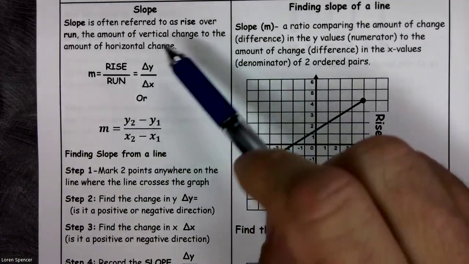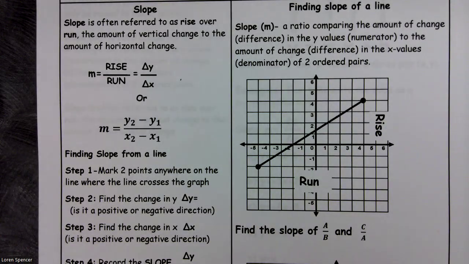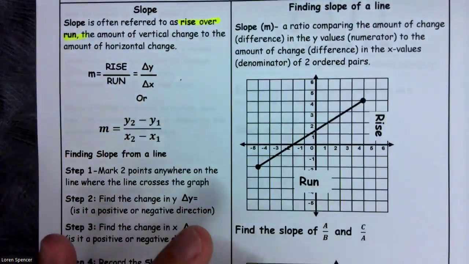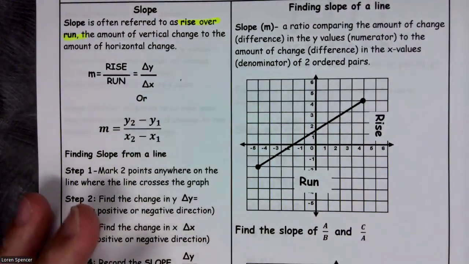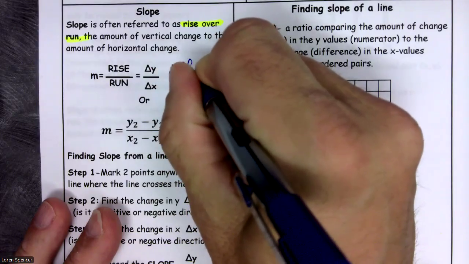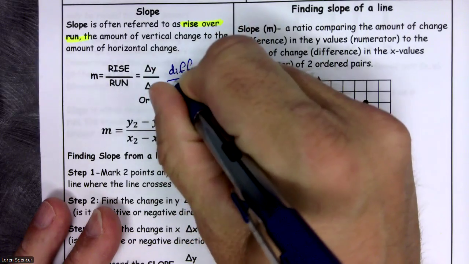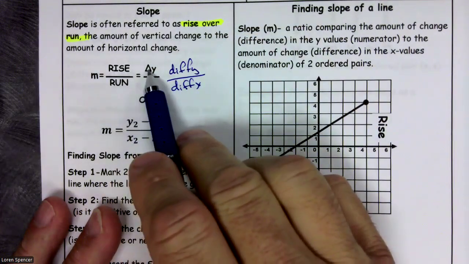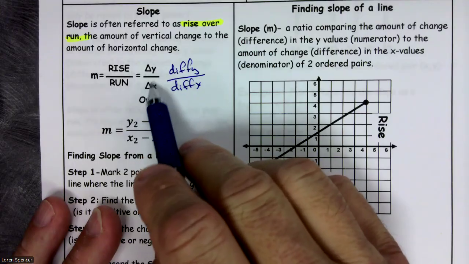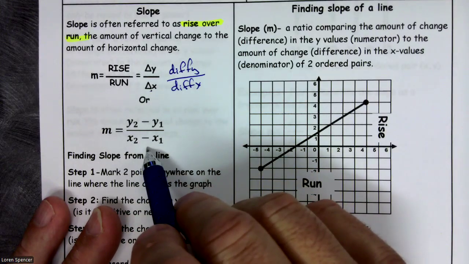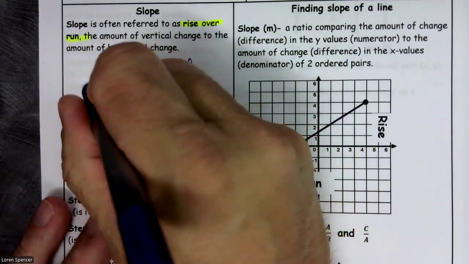Today we're going to work on finding the slope of a line, particularly from a graph. First off, slope is often referred to as rise over run. The rise is the change in y over the change in x, or the difference in y over the difference in the x values. That's all the triangle means: difference. Difference in y, difference in x, or change in y, change in x. It actually has this formula here. M stands for slope.